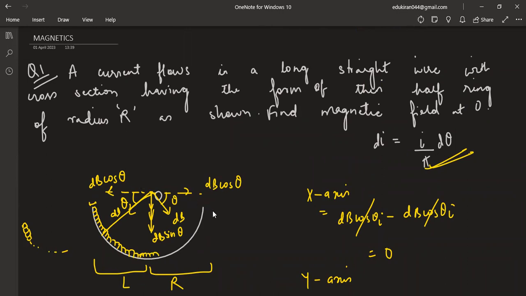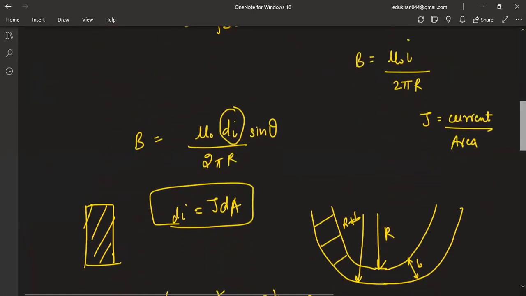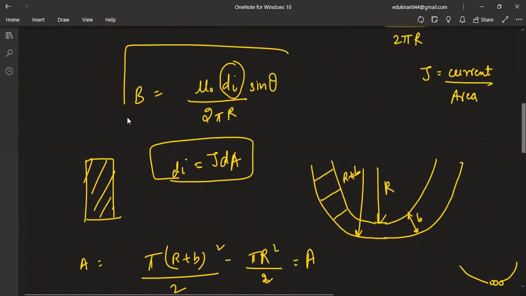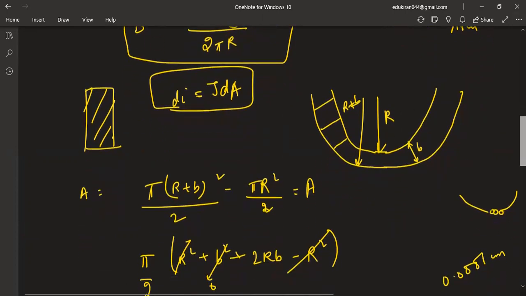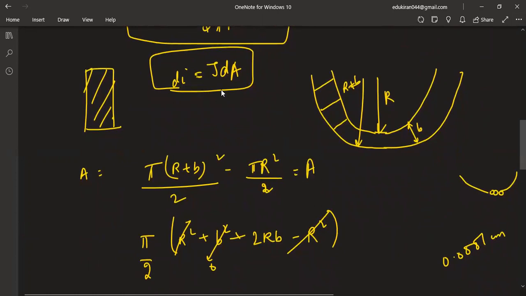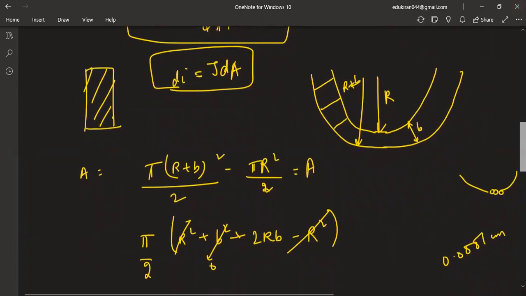Once you resolve it, the x component cancels each other. The cos theta component cancels, only y is left. You have integration of dB sine theta. Now, in dB sine theta, at this particular point, we have reached. The magnetic field we have kept, sine theta we have kept, but the problem arises in dI, calculation of I. So I can be calculated using current density. Current is current density into area. So area we did not know.